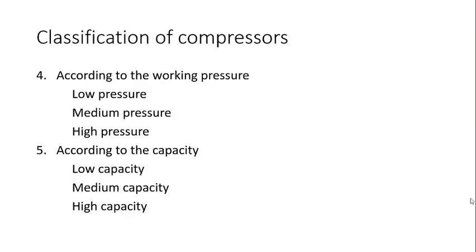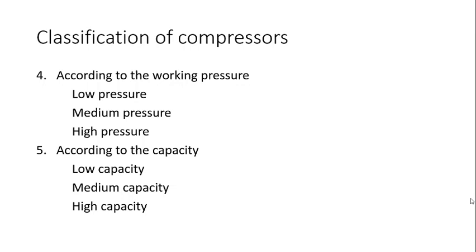Another classification is according to the working pressure. Low pressure compressors: if the working pressure is below 1 bar, it is a low pressure compressor. Medium pressure: if the working pressure is between 1 and roughly 10 bar, we call it a medium pressure compressor, and above 10 bar, the compressor is known as a high pressure compressor.